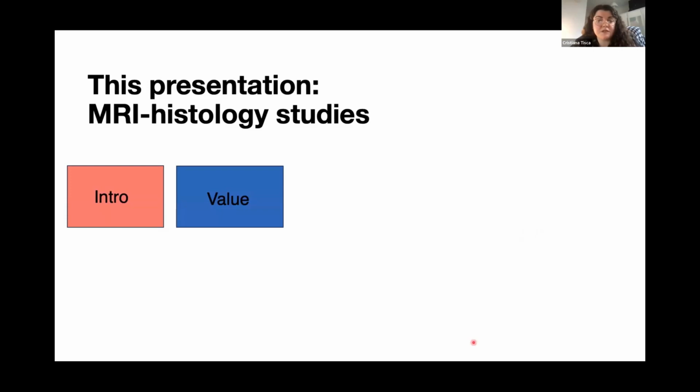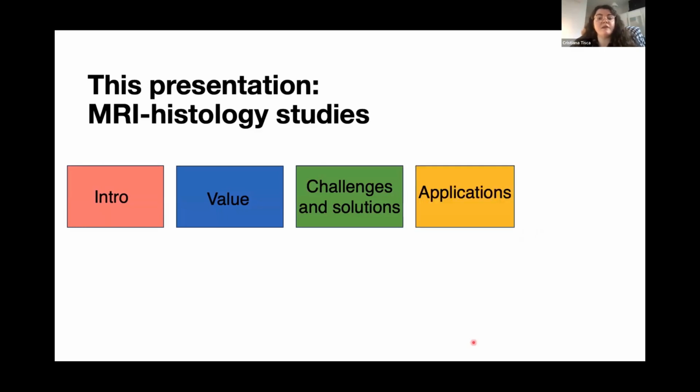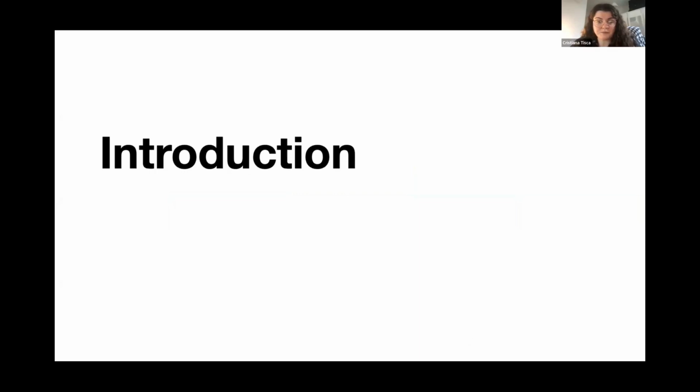We'll then proceed to discuss the value that histology can bring to MRI datasets, followed by a description of some of the main challenges faced by MRI histology studies and solutions that our lab is proposing. I will then show you some example MRI histology work from our lab. And finally, we'll wrap things up with a short discussion on some important considerations for the future of MRI histology studies. And in line with the previous talks that we've had so far, I'm also going to be focusing on neuroimaging, but a lot of the principles that I will be discussing are directly applicable to other disciplines as well.